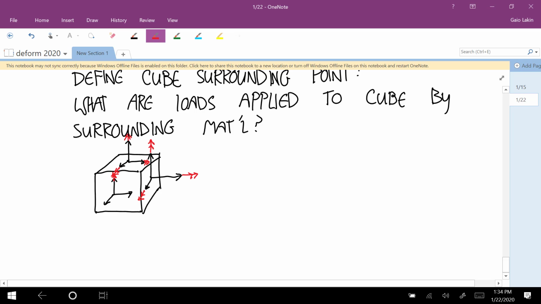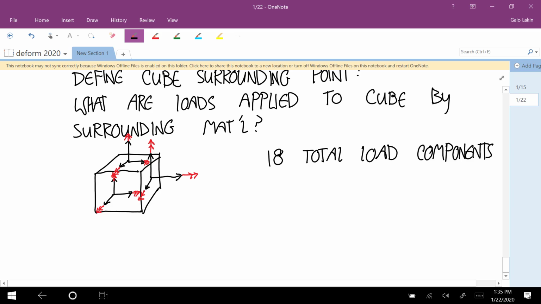Okay, and so how many variables worth of loads have I shown there? I've shown 3 faces, and each one has 6, so that's 18 total load components. But what I haven't shown is the negative sides of all those. So 3 sides are hidden, and that means 36 total load components.